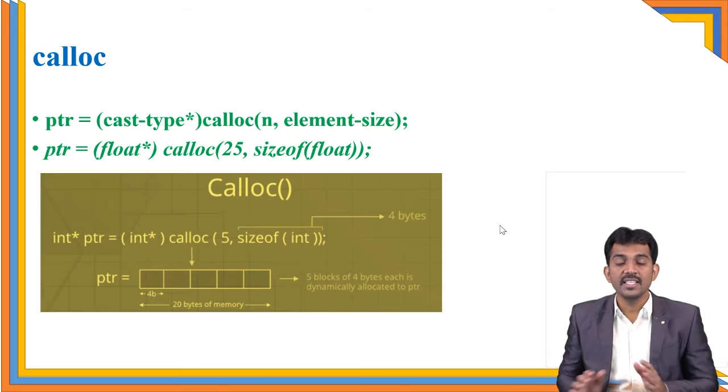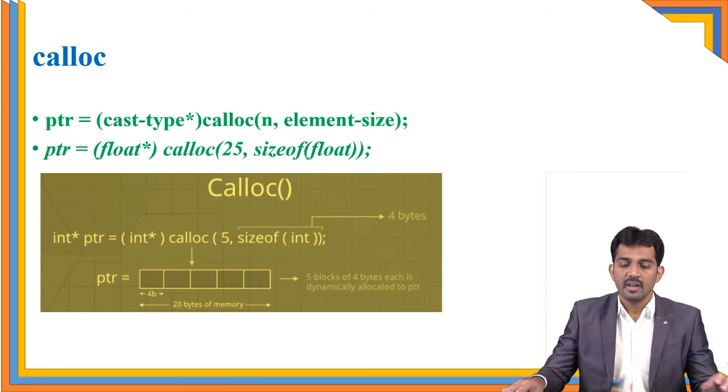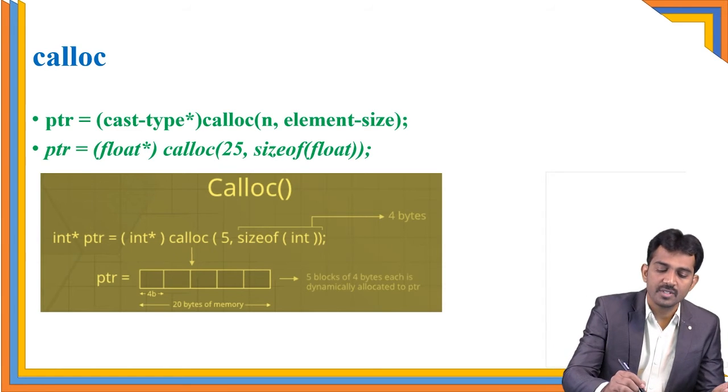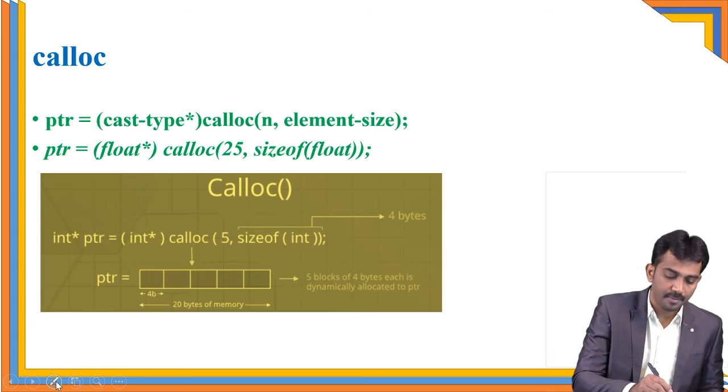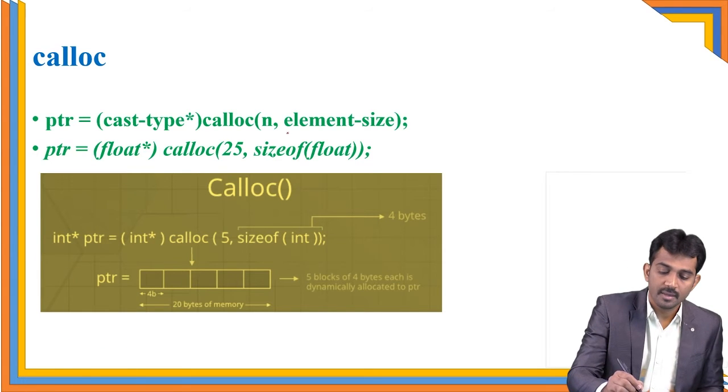Observe carefully. In calloc, it contains two parts. The first one is how many data items. N is the number of data items you are going to assign. See, number of data items and elements.